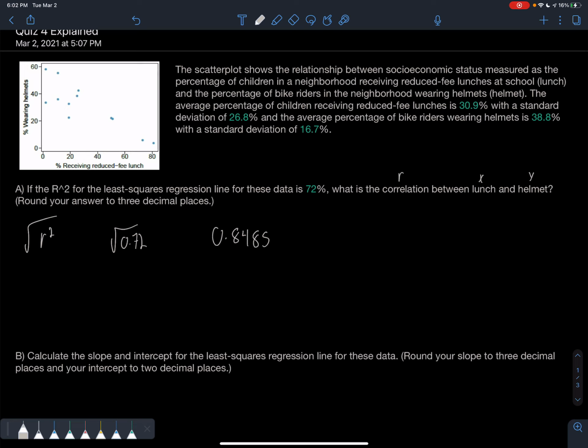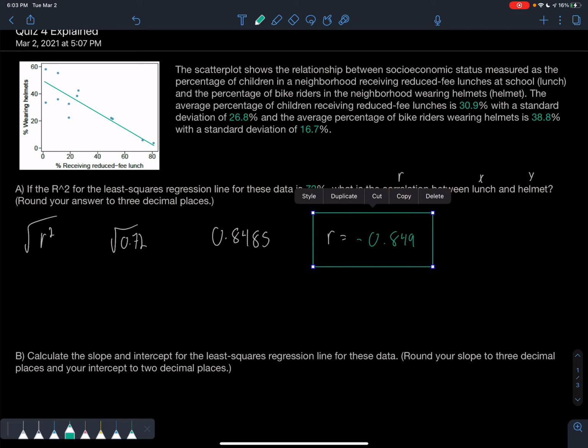If you square something and it's negative, it will make it positive. So we have to take that into consideration, and you can look at it in the context of our data up here, and you can tell that clearly the correlation is negative. So our r value is actually going to be negative, and it wants us to round to 3 decimal places: negative 0.849. That is our r value. Simple enough. I don't think we should have any problems with that.